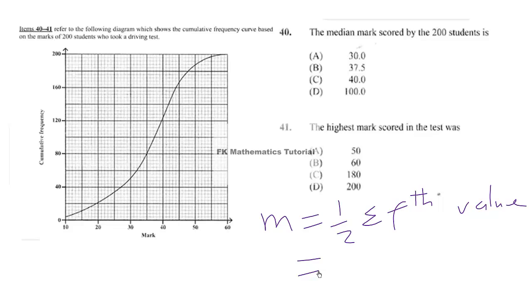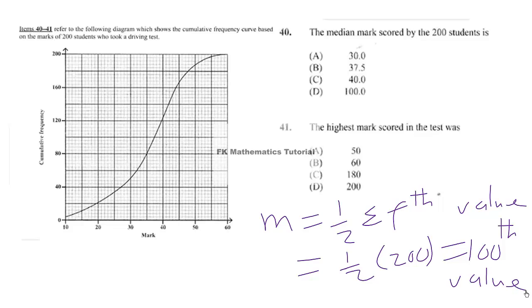What is half of the total frequency? That will be half of 200, which is the 100th value. The 100th value. So we read that from the graph. It will be somewhere here.